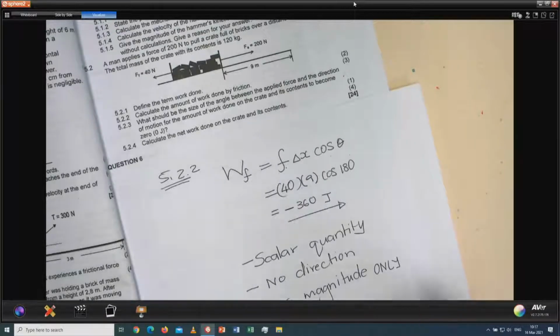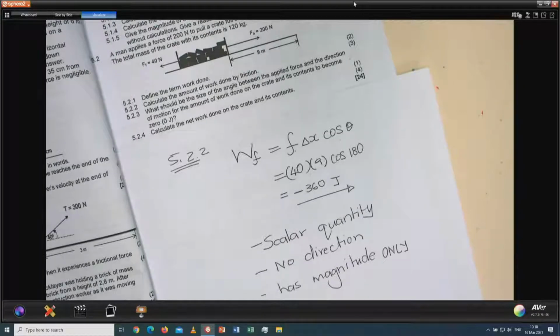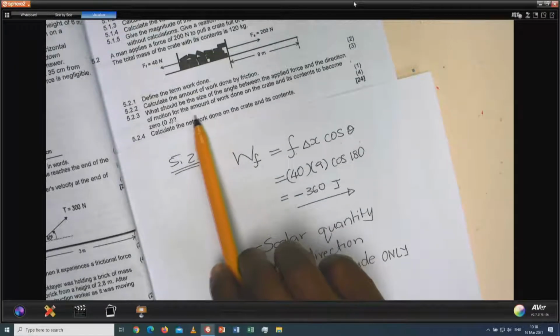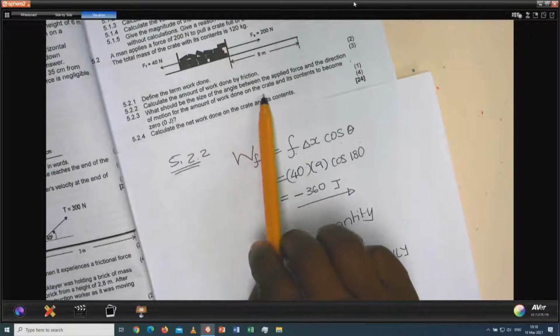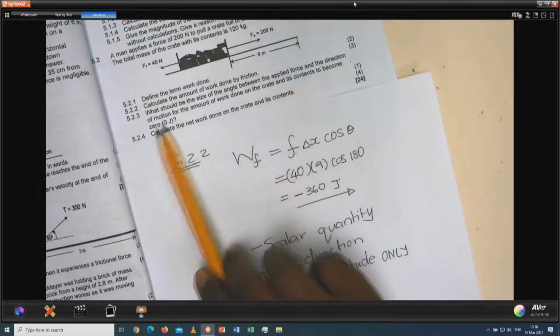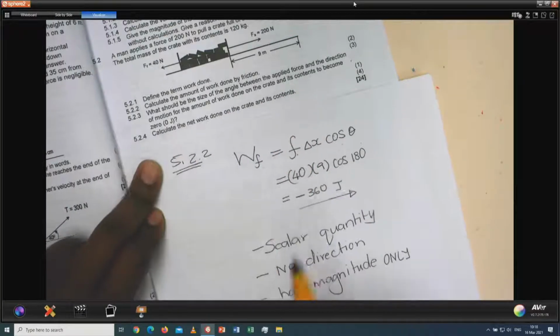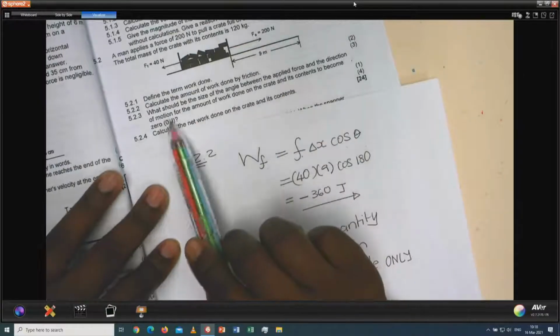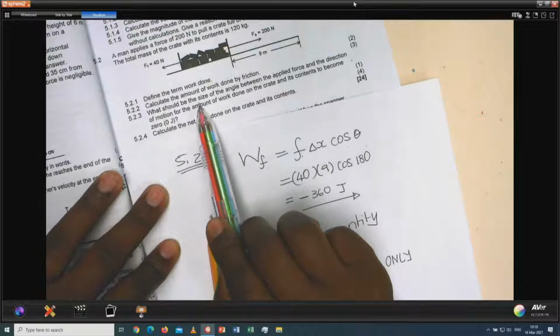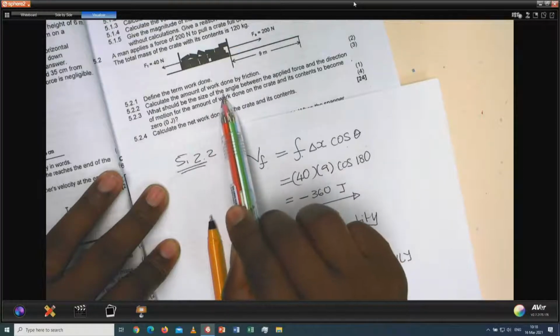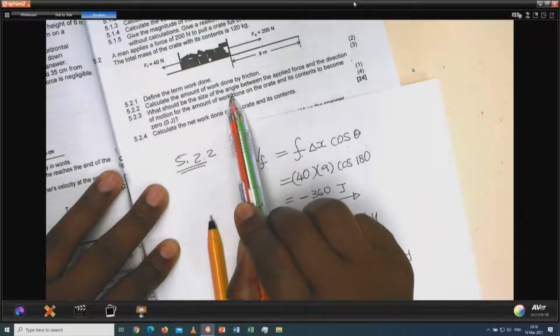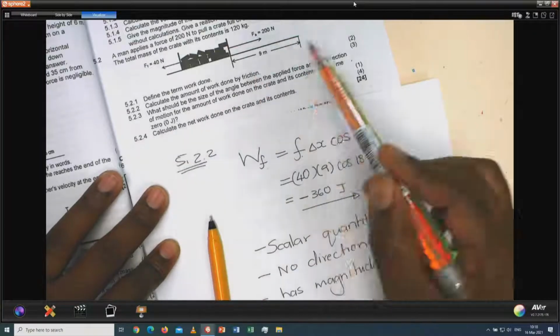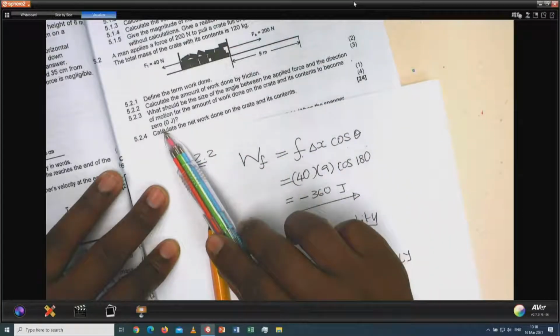5.2.3. What should be the size of the angle between the applied force and the direction of motion for the amount of work done on the crate and its contents to become 0? From this question, they are asking, what must be the size of the angle so that the work being done is 0.